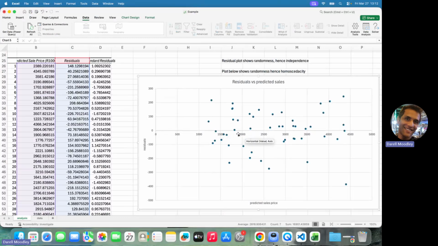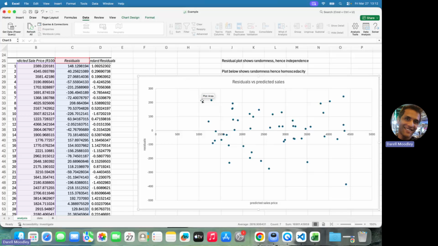You don't want it clumped up, and you don't want the dots to follow some sort of trend, like an upward or downward line, or be cluttered together. It does look like a random scatter here, so that indicates a good linear fit.